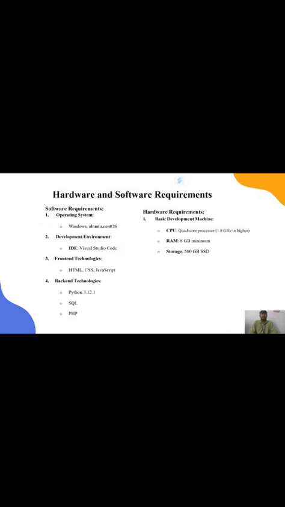I'm Siddesham. I'm going to explain the hardware and software requirements. The software requirements are the operating system, development environment, front-end technology, and the backend technologies are Python, SQL, and PHP. Hardware requirements are a basic development machine with a quad-core CPU at 1.8 GHz or higher, RAM of 8 GB minimum, and storage of 15 GB SSD.